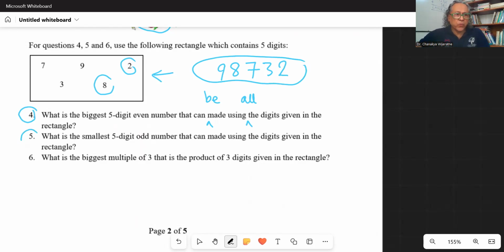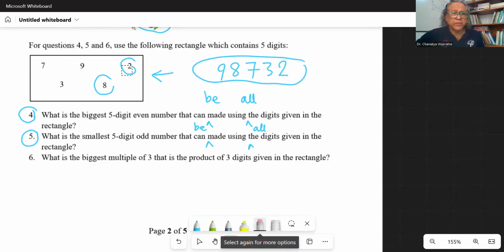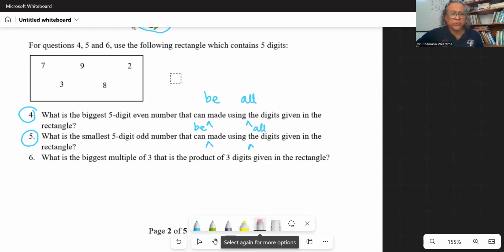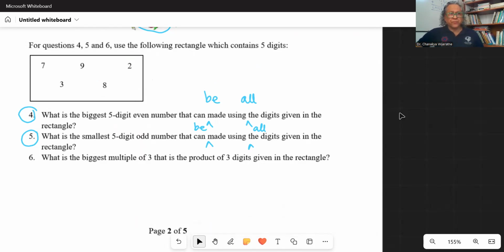Number 5, what is the smallest 5-digit odd number that can be made using all the digits given in the rectangle? So if it is an odd number, then we need to have an odd number as the last digit, right? So let me erase these. I know we are done with number 4, right?